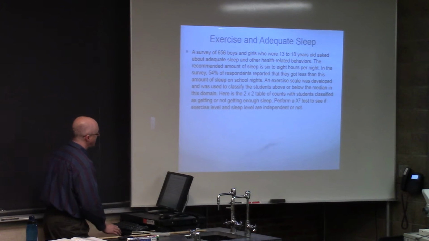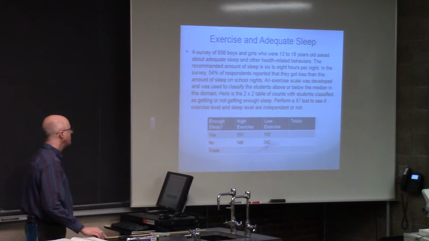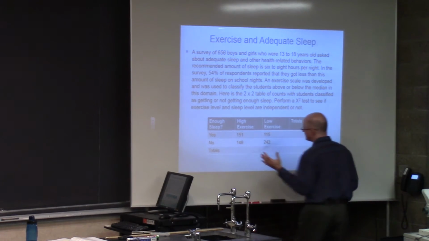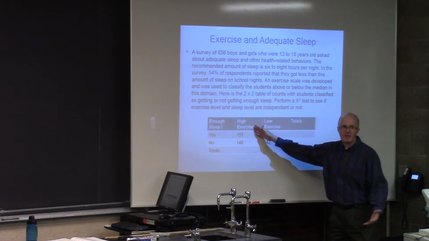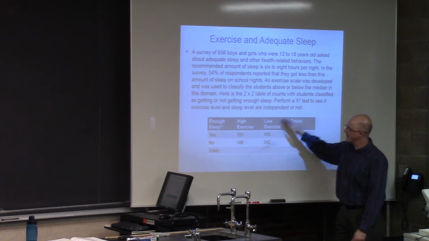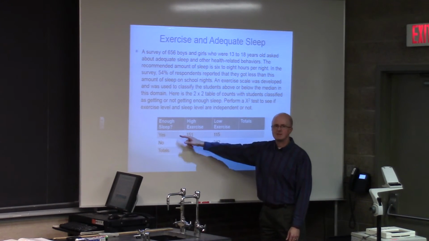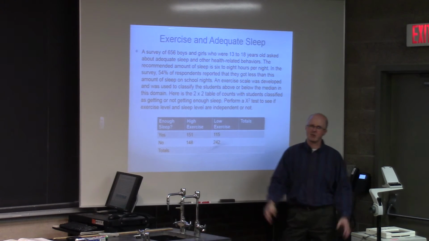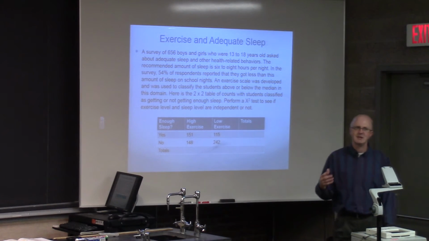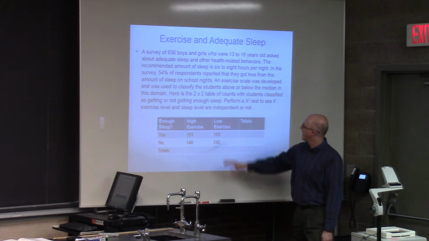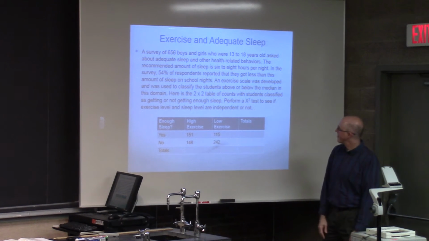Here's a 2x2 table with counts of students classified as getting or not getting enough sleep. There we go. So you've got a group of students, a bunch of boys and girls. Some exercise more than the median hours per week. Some exercise less than the median hours per week. Some say yes, they get enough sleep. Some say no, they don't get enough sleep. This is not really a well-designed experiment because you're trusting what they're telling you, I suppose. All right, well, let's just go ahead and go with this.